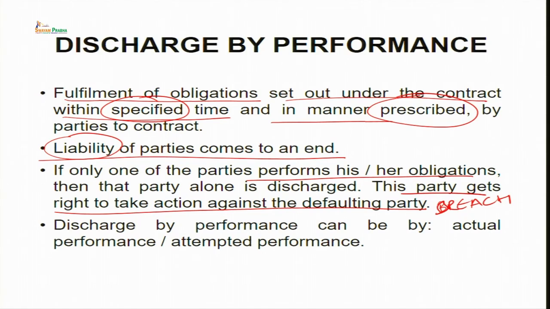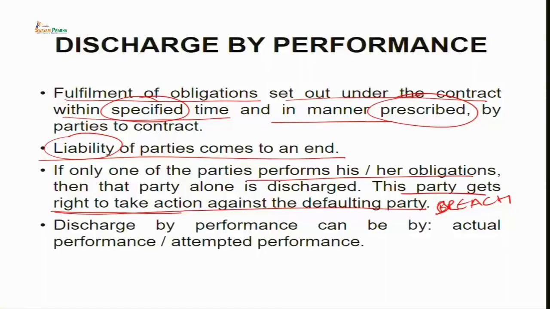Here we are saying consider a scenario wherein one party has fulfilled the obligation, but the second party commits a default, or refuses to fulfill the obligation entirely or in part, or not as per the terms of the contract. In that case, only that party which has performed his or her obligations will be discharged from further performance, and that party will also get a right to approach the court and claim relief against the other party, who is the defaulting party here.